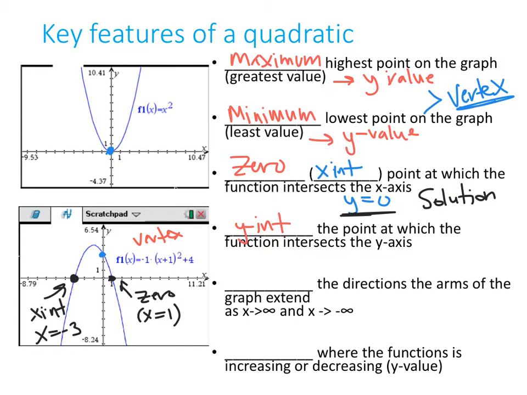Now the next one that we have is the directions the arms are extending as x goes to positive infinity and as x goes to negative infinity. We know that as end behavior. So what's the end behavior?